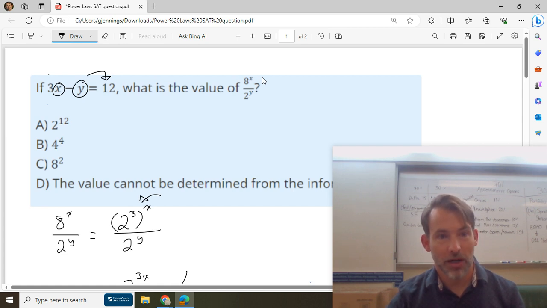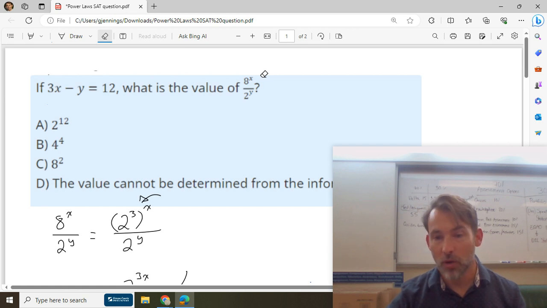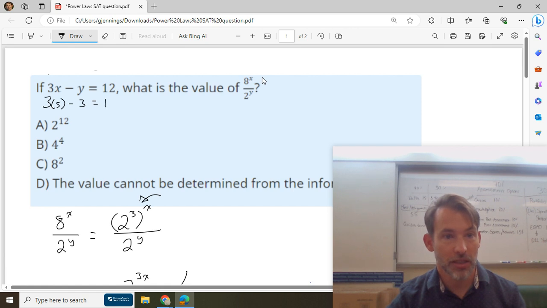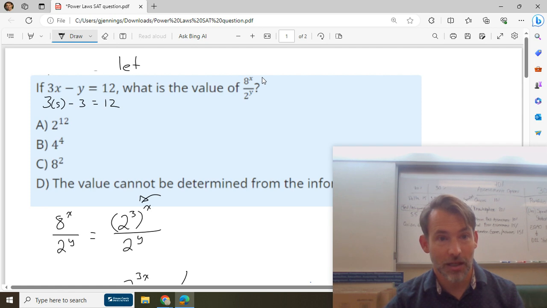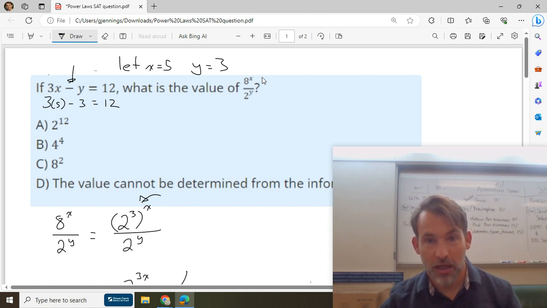So let's say, what can we use here? 3 times x minus y equals 12. So I'm going to say, well, if x were 5, then y would be 3. And that's just one solution of this. 3 times 5 minus 3 does indeed equal 12, because 3 times 5 is 15, minus 3 equals 12. So let's let x equal 5 and y equal 3. Note y is positive 3 because the minus was already there in the equation. So then we can just go ahead and evaluate 8 to the 5 divided by 2 to the 3.